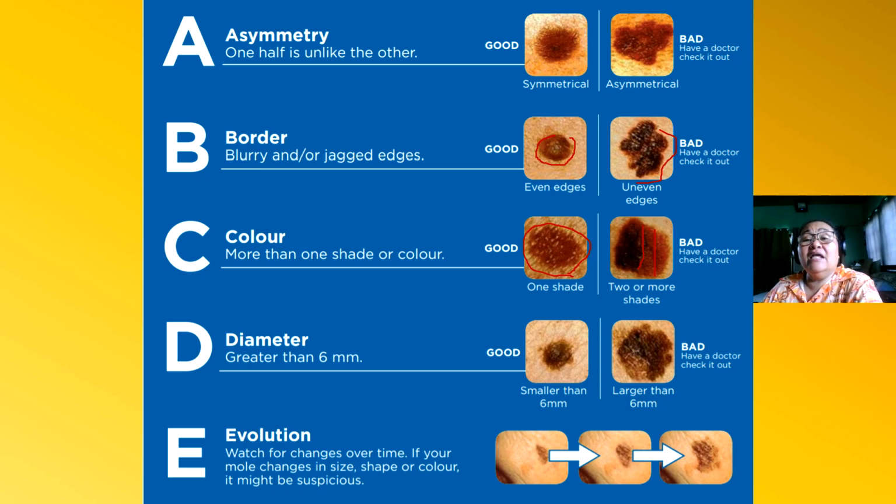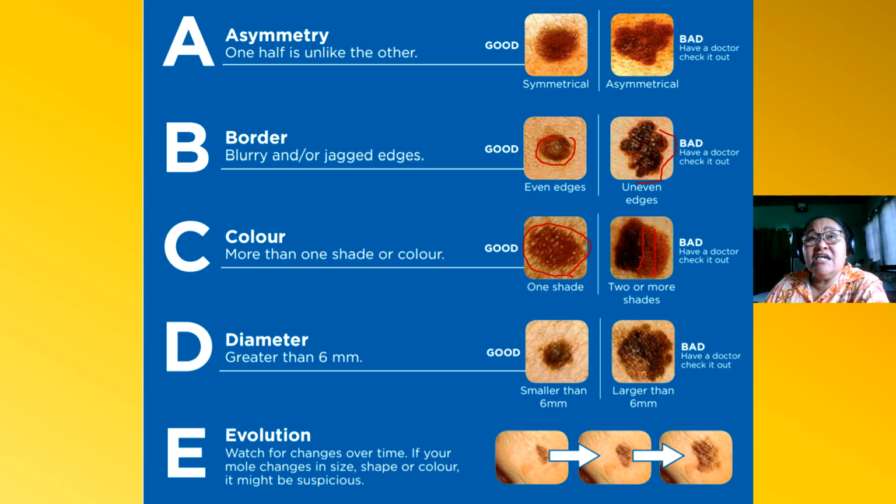Okay, and let's move on to the next letter, which is diameter. This one is diameter greater than 6. So please, we have to be cautious if a mole is larger than 6 millimeters, about the size of a pencil eraser. However, remember that some melanomas can be smaller also.